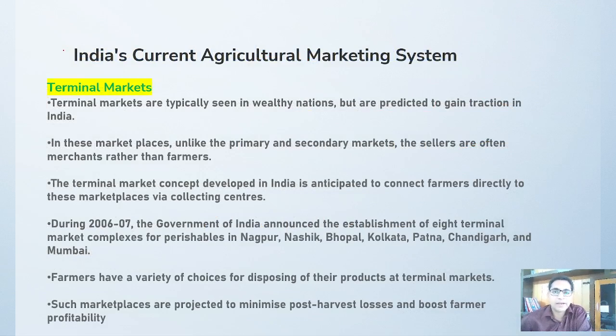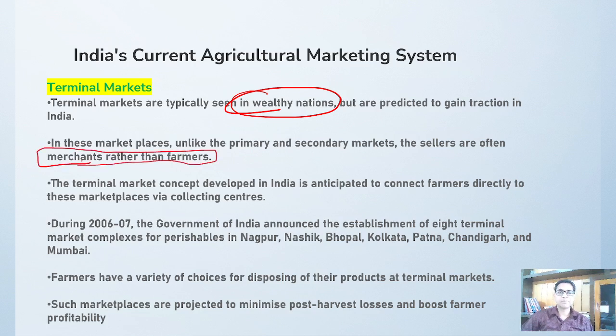Now, terminal markets. These are the markets which are seen in wealthy nations. Here, sellers are often merchants rather than farmers, because merchants are the people who take the products from the farmer. The farmer will not come to this terminal market, only the merchant will come. This concept of the terminal market was developed to connect farmers directly to these marketplaces via collection centers.